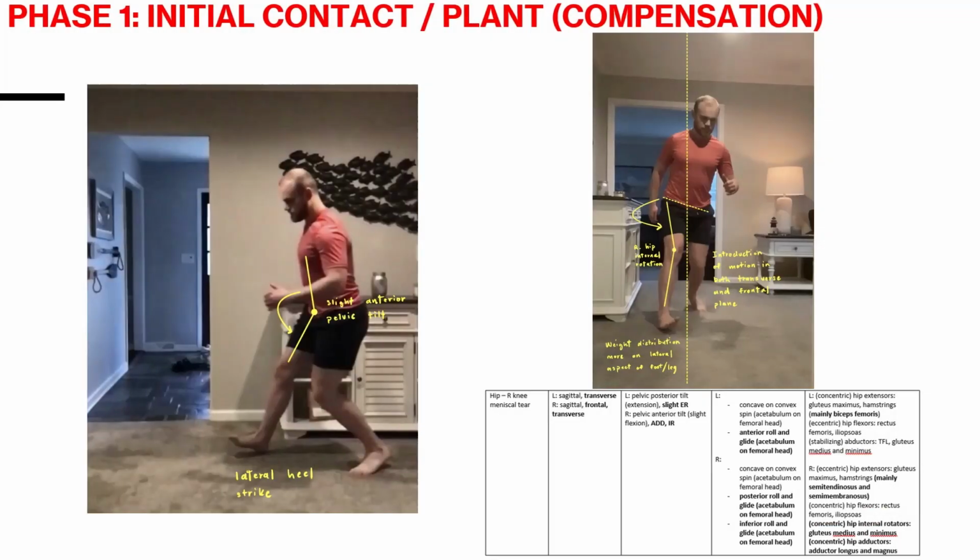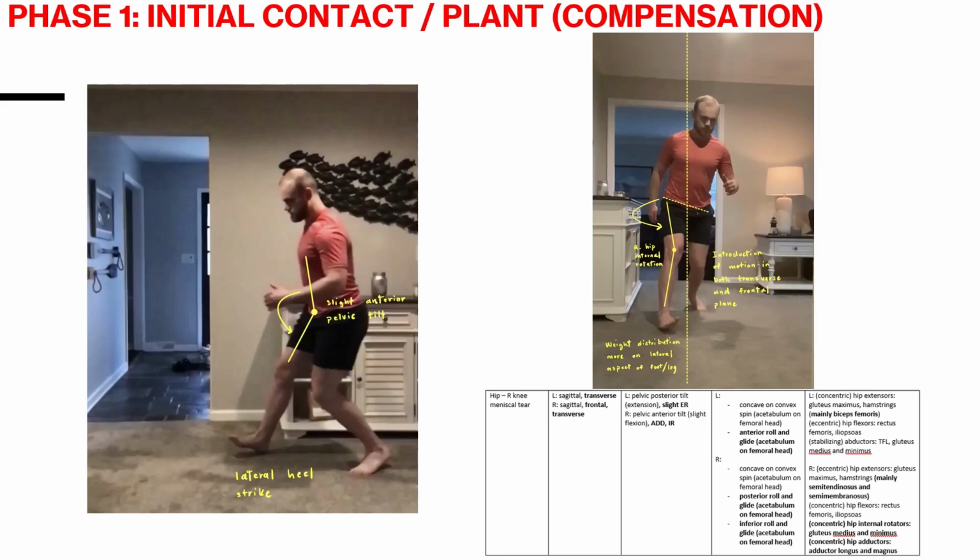Now, we are going to look at the compensatory movement pattern with someone diagnosed with a right knee medial meniscal tear during the initial contact/plant phase. The left and right sides will both still exhibit sagittal plane motion. However, the left side will now exhibit more transverse plane movement compared to with the right, which will display both transverse and frontal plane motion.